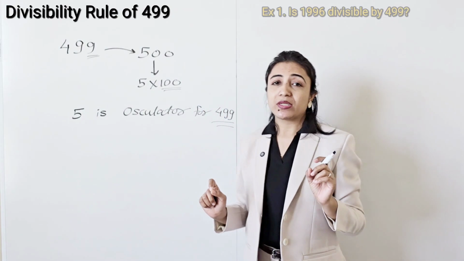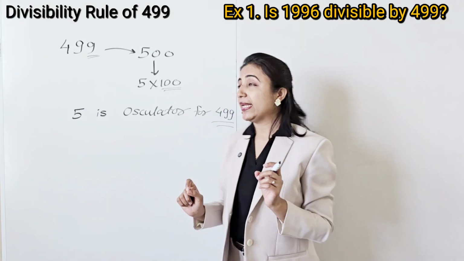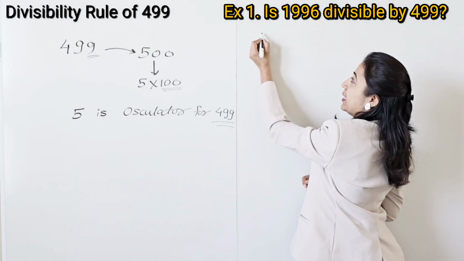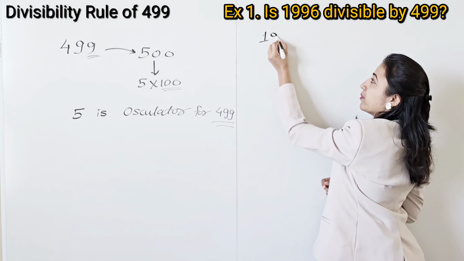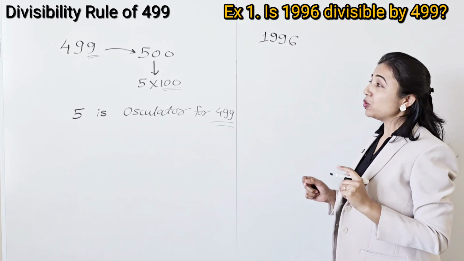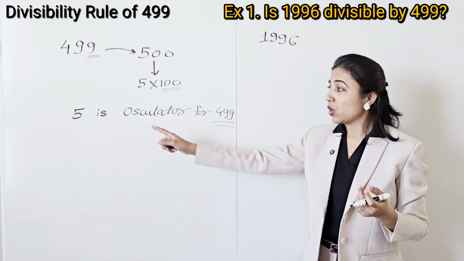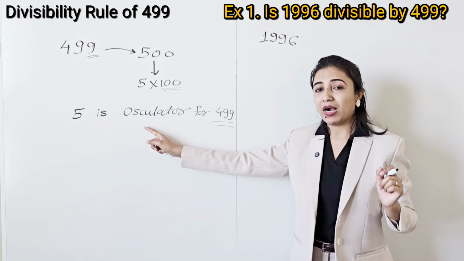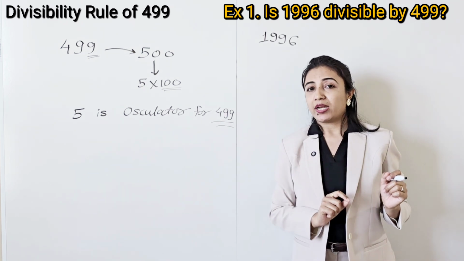Let's assume that we are given the number 1996. Is it divisible by 499? So how do we check? We have to multiply the last digits by the osculator and add the remaining part of the number. This is our regular process.